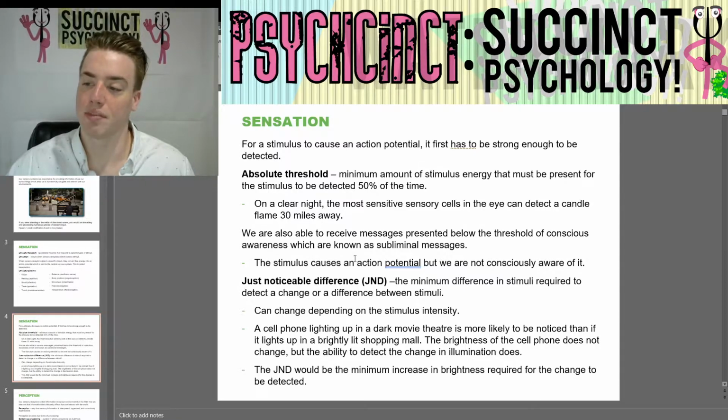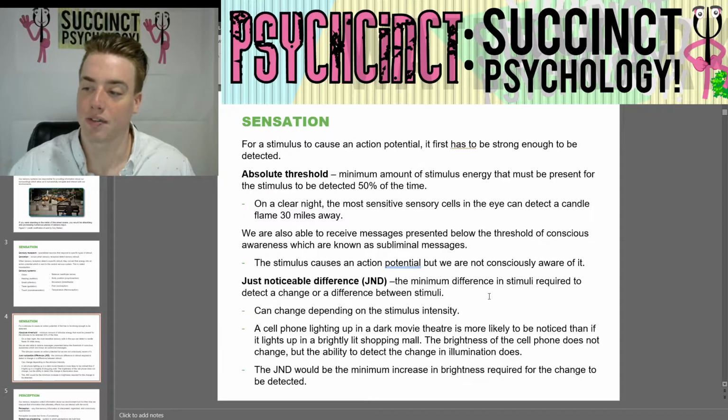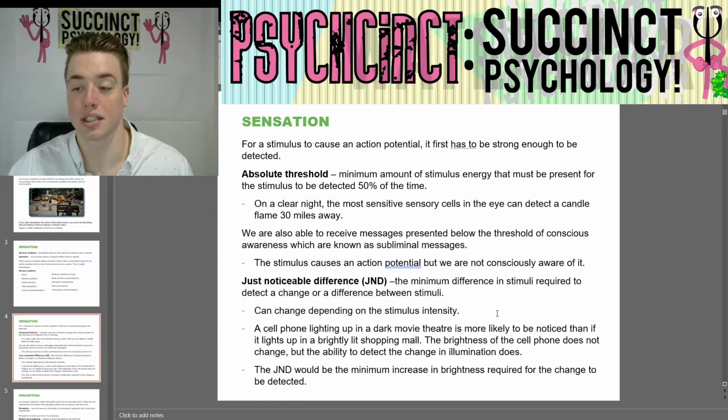We are also able to receive messages presented below the threshold of conscious awareness, which are known as subliminal messages. So the stimulus causes an action potential, but we are not consciously aware of it. That's a subliminal message. So next we have a just noticeable difference, or JND. The minimum difference in stimuli required to detect the change or difference between stimuli. So this can change depending on the stimulus intensity.